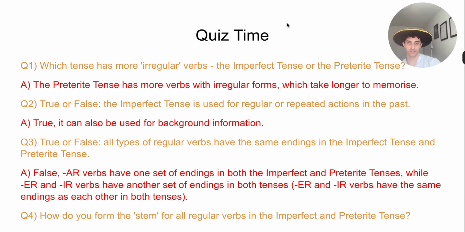Okay, I'm going to show the answer to that now. So you just take the infinitive and remove the infinitive ending, which is going to be either AR, ER, or IR, and that's all. That gives you the stem for all regular verbs in the imperfect and the preterite tenses. There will be irregulars as well in both tenses, particularly in the preterite tense, and do take your time when learning those.